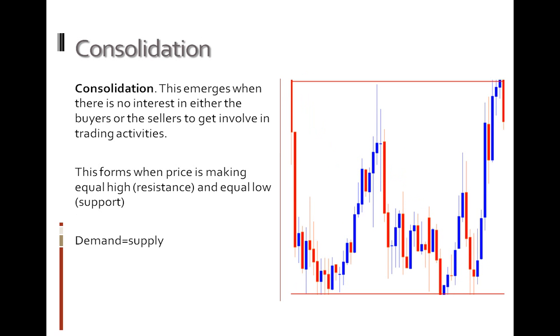Consolidation. When price is moving between equal supports and resistance, we have a consolidation. And consolidation is a sign that there is no interest in the market. Consolidation is when buyers in the market are equal to the number of sellers, when demand equals supply.